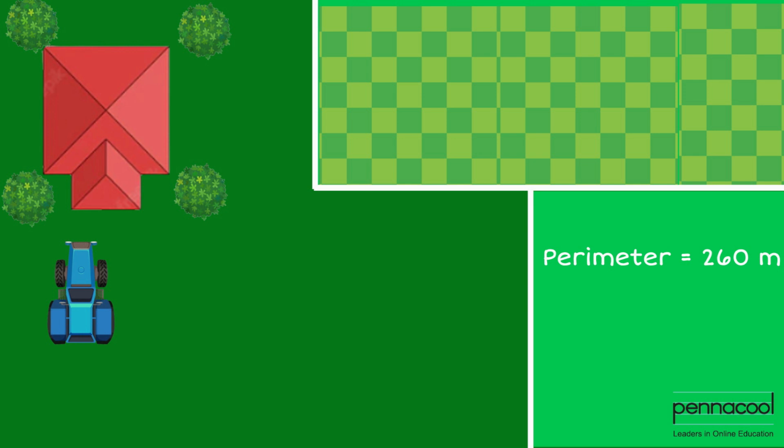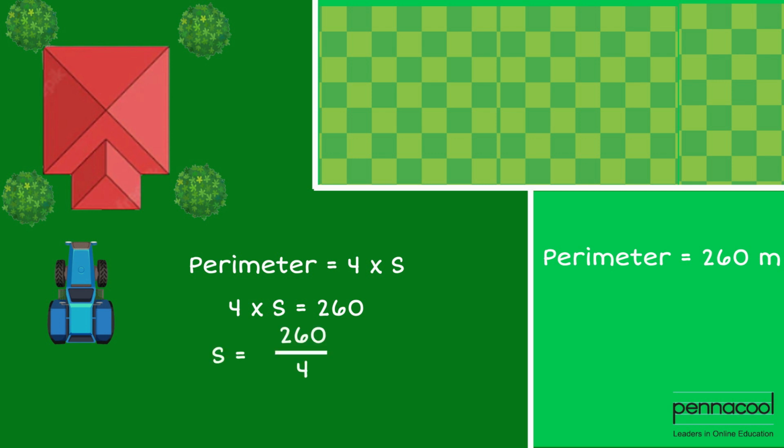The perimeter of a square is given by the formula 4 multiplied by the length of side S. This square must have a perimeter of 260 meters. This tells us that 4 multiplied by S is equal to 260 meters. If 4 times a number is 260, to find that number, we must divide 260 by 4 to give us S. This gives us a side length of 65 meters.